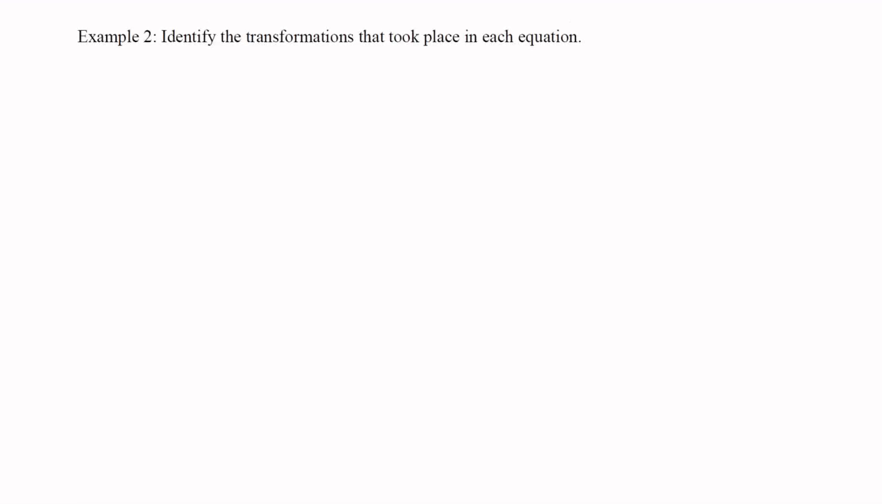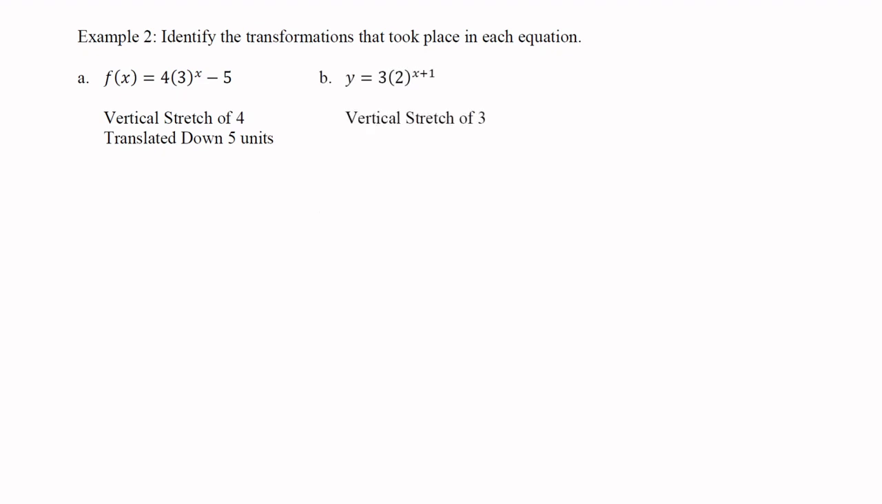Let's take a look at equations. Here it's a little bit more straightforward to identify. We'll go from left to right. The 4 out in front tells us that we have a vertical stretch of 4. And the minus 5 on the end tells us that we're translated down 5 units. So notice your b value does not impact your transformation. In fact, your parent function in this case would be 3 to the x. For b, your parent function is 2 to the x. So the 3 out in front tells us that we have a stretch of 3. And the plus 1 in the exponent tells us that we have translated left 1.